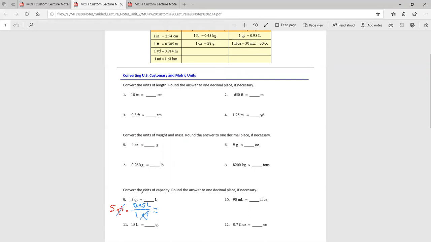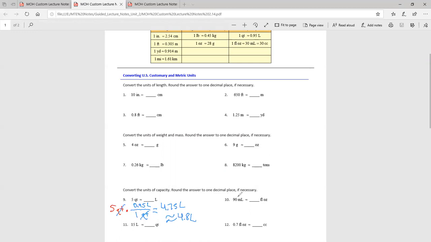This is a multiplication, 5 times 0.95. And that should give us 4.75 in liters, but we have to round. The 5 tells us to round up. So that'll be 4.8 liters. Let's do one more of these. Let's do number 10.